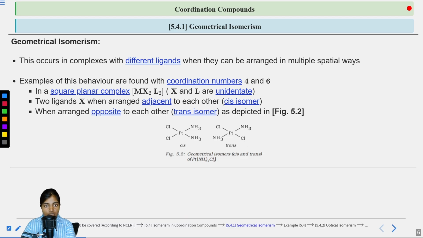Now when you arrange the X opposite to each other, like one chlorine is here and opposite to it the other chlorine is here in the geometry, similarly the amines are also opposite to one another, in this structure we can observe the trans isomerism. So these are the geometrical isomers, cis and trans forms, of this particular complex as shown in figure 5.2.